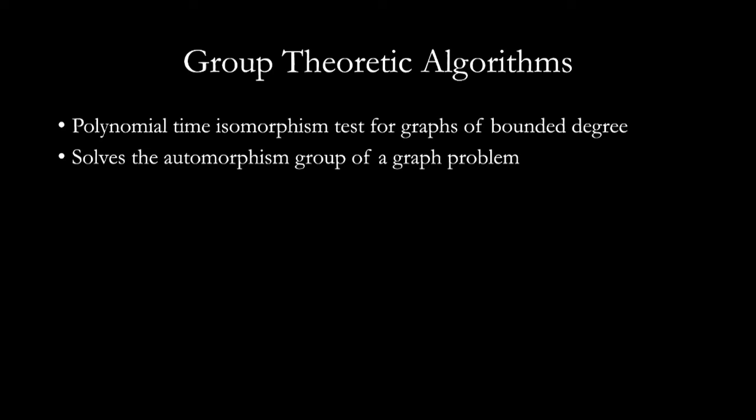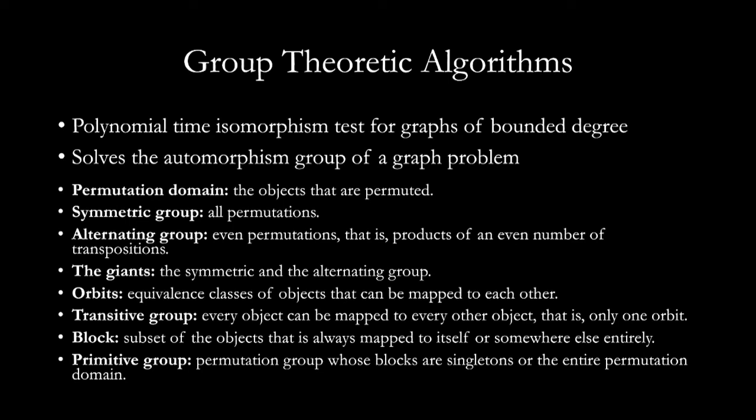To understand the algorithm, some permutation group concepts are required. To briefly run them down, a permutation domain includes the objects that are permuted, a symmetric group is all permutations, an alternating group is even permutations, that is, products of an even number of transpositions. The giants are both of those groups.